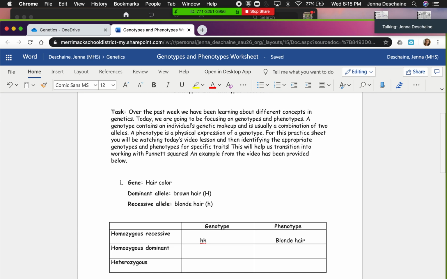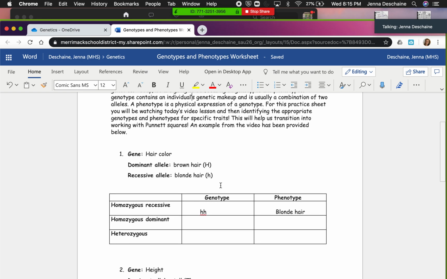This is going to prepare us for when we get into Punnett squares, or being able to predict certain characteristics for offspring when we know the parents' genetics and everything, okay? So today we are going to be working on a worksheet that goes over genotypes and phenotypes, okay? So this is the worksheet that you guys are going to be doing, okay?